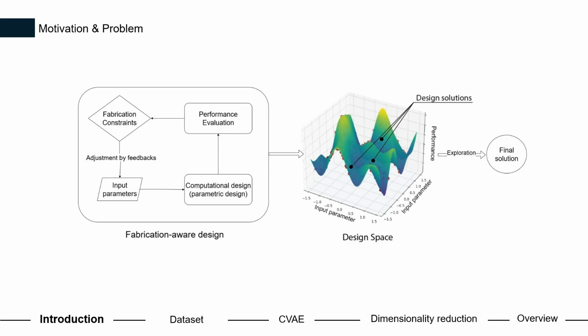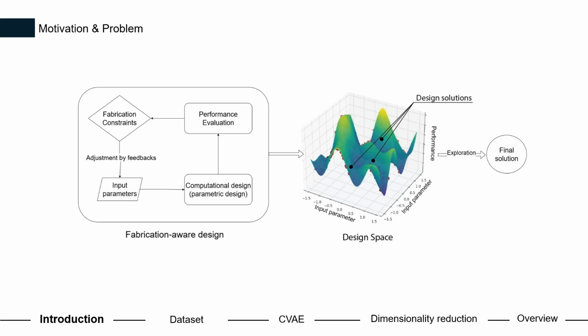In architectural design, the challenge is to navigate a very large design space. On the left side, the diagram shows the typical fabrication-aware design workflow. We start with input parameters, run computational models, evaluate performance, and then adjust based on fabrication constraints. This loop is effective, but is slow and requires constant iteration.